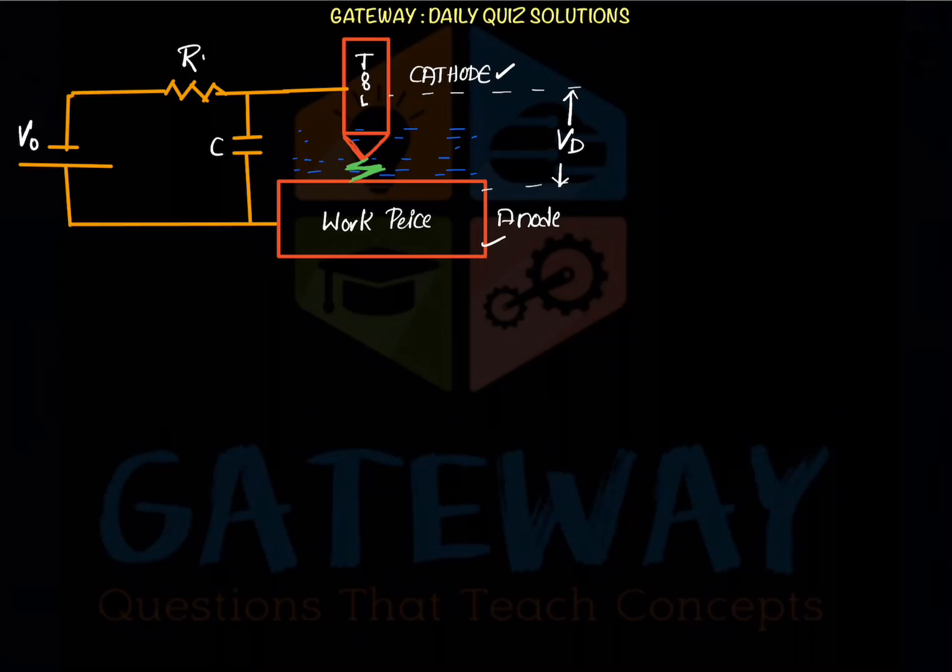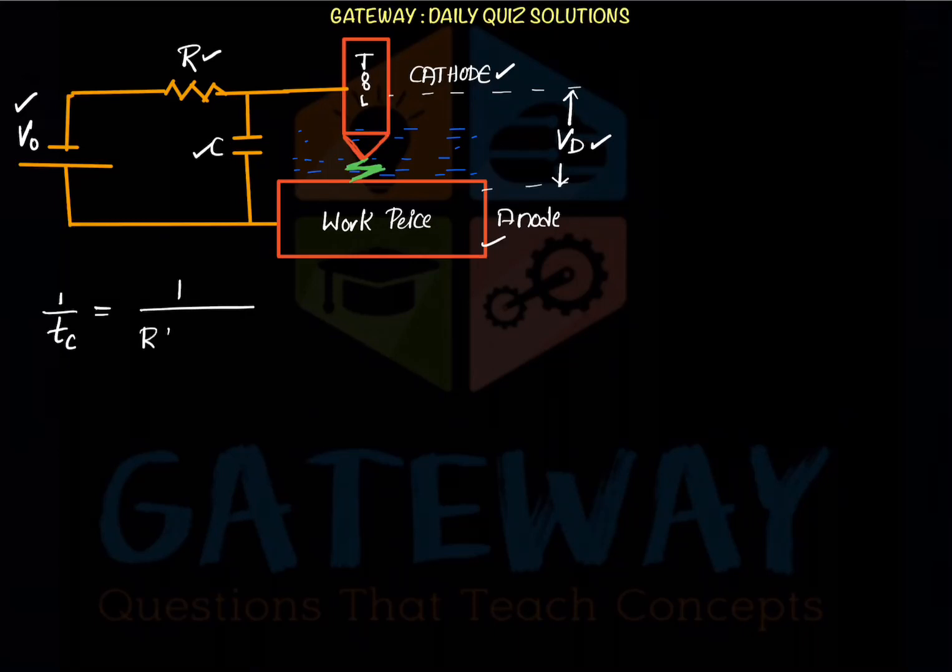Here is the RC circuit. This is the resistance used, and the capacitor is connected in parallel to the circuit with a capacitance C. V0 is the supply voltage, and Vd is the discharge voltage, which is the voltage across the terminals between the tool and workpiece. In our question, it is given 1 by Tc. Here we will not make any derivations, because we can solve this question directly from the given conditions, as we know the mechanism.